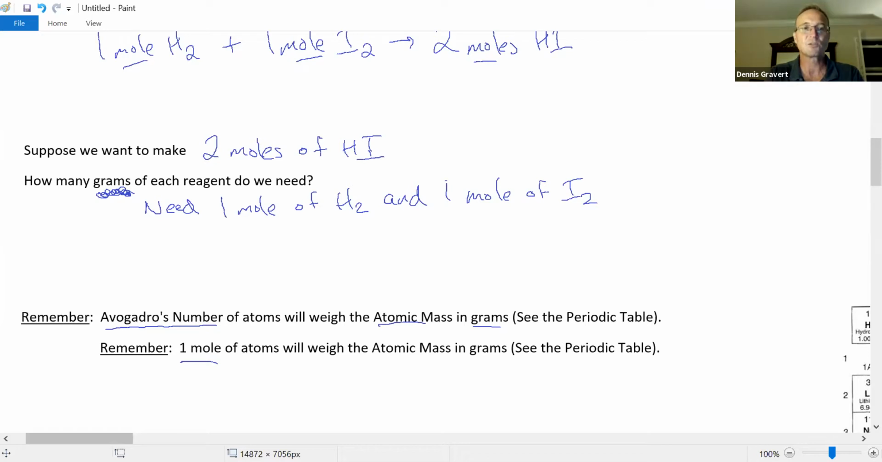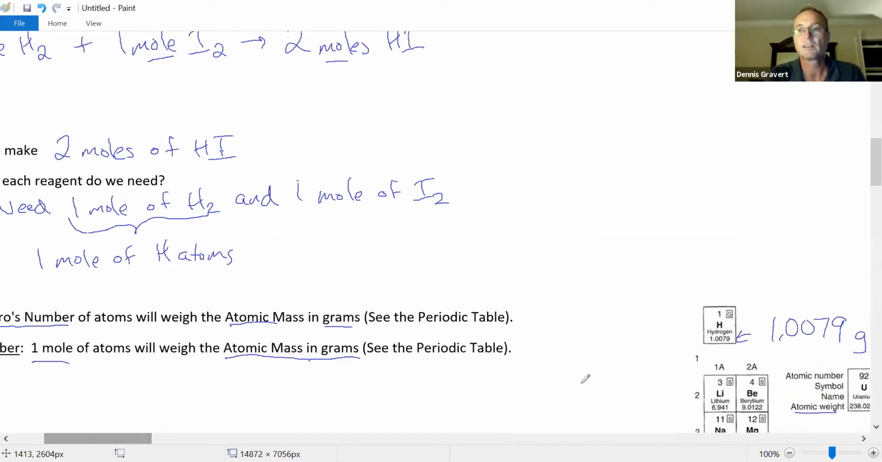Okay, so that's the cool part. And that actually allows us to answer this question. How many grams of each reagent do we need? Well, I want 1 mole. And 1 mole of atoms, I'm going to choose hydrogen atoms, will weigh the atomic mass in grams. And the atomic mass of hydrogen is 1.0079 grams. So 1 mole of H2, right?